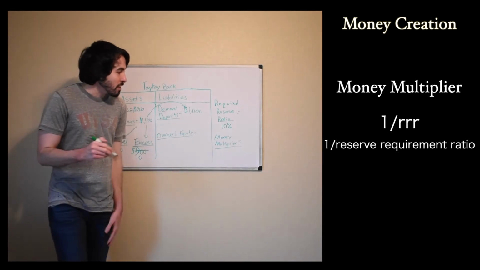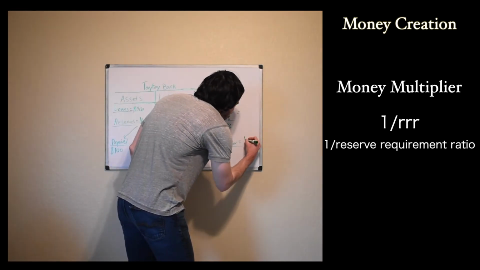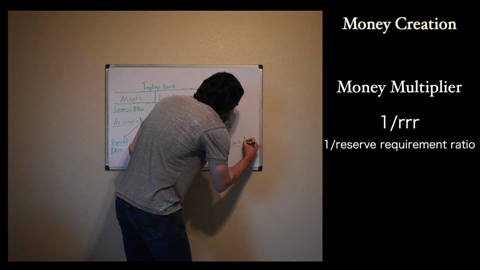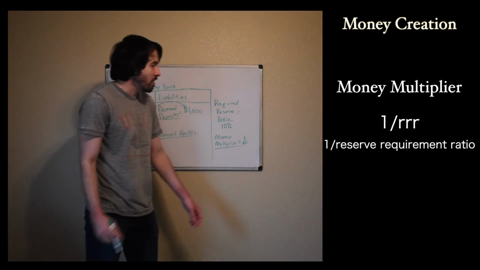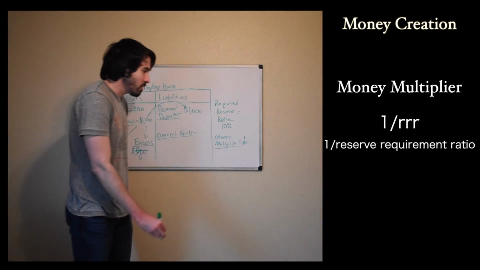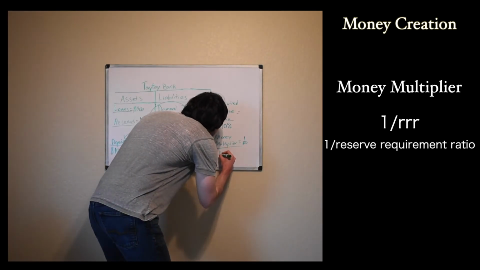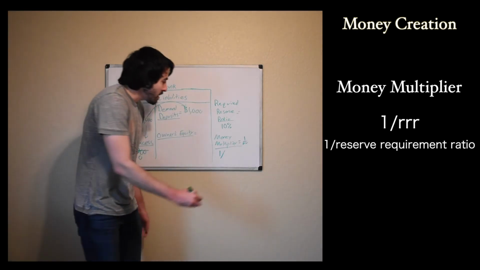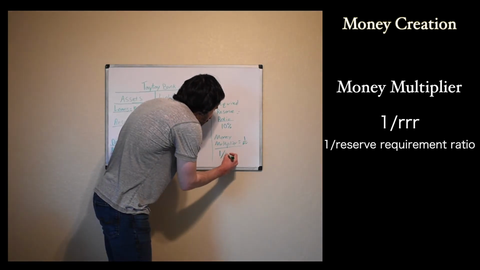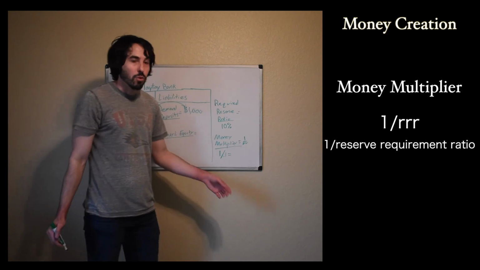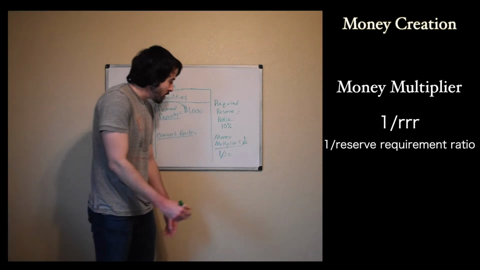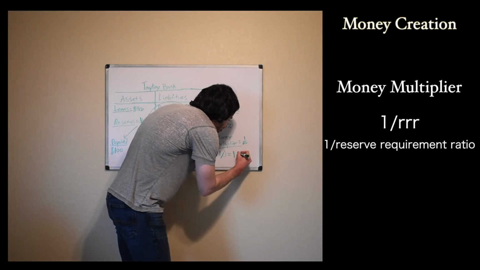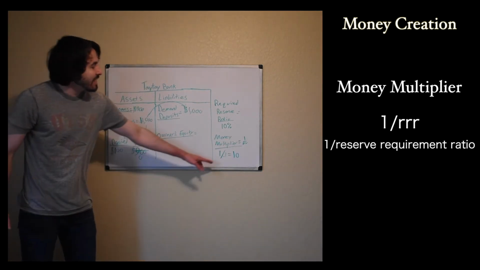Again, the money multiplier is going to be 1 over the reserve requirement ratio. 1 over RRR. I swear that those are R's. Okay, and right now, that'll be 1 over our reserve requirement ratio at 10%. So it's 1 over 0.1. And that equals 10. 10 cents goes into a dollar 10 times. So our money multiplier right now is 10.